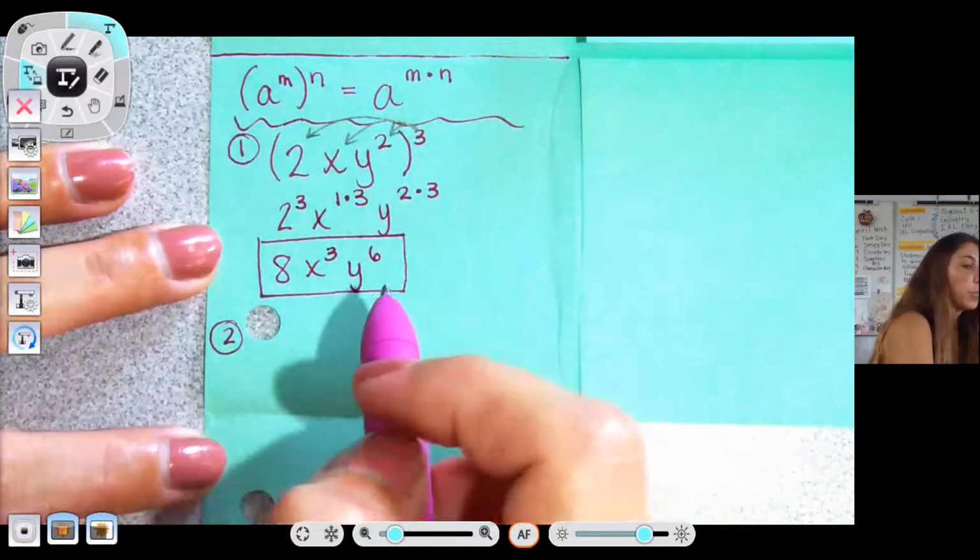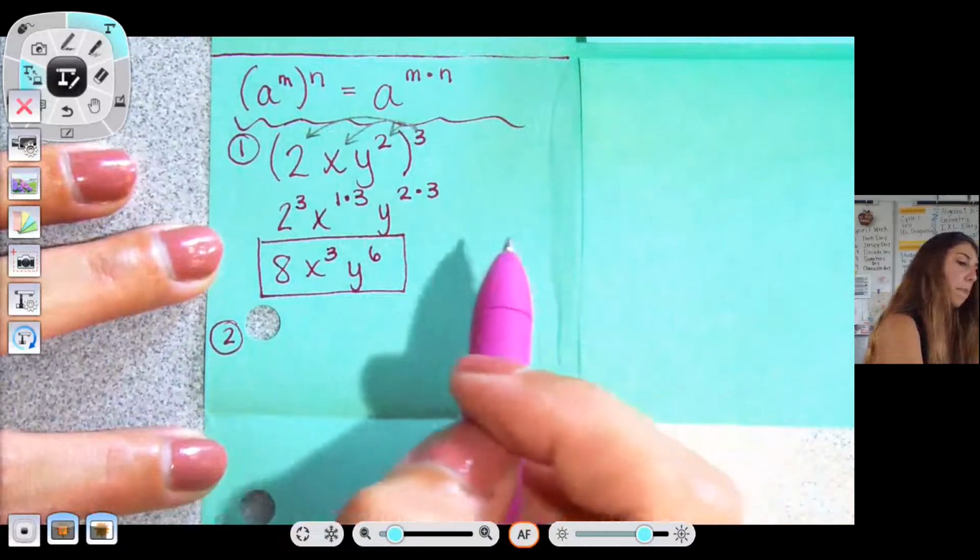Okay, question 2. Cubed is 3. Cubed is 3. Yes.